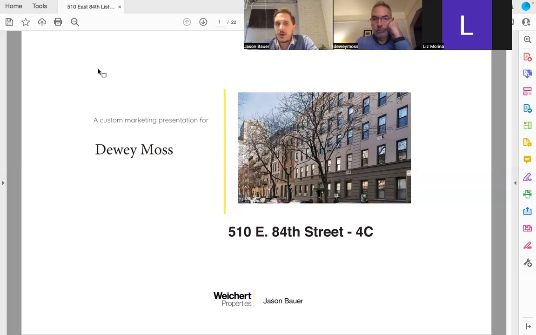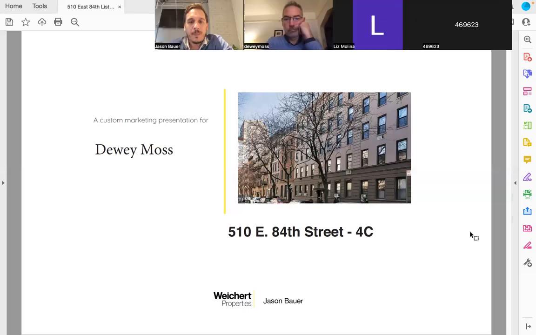What we're going to do is go through the listing presentation. And Dewey, again, thank you for agreeing to play along and role play here. This is a 2-bedroom house, and it is one that has been in your family for a long time, right? We'll leave it at that. That's what we're going to be doing. And so you're selling it, you're leaving the city, let's say.